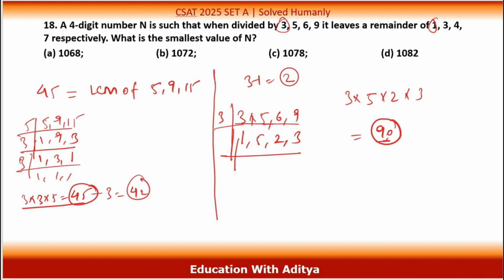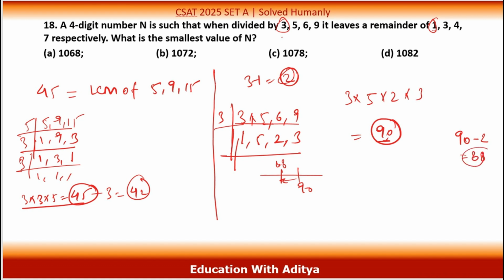And now the LCM is 2 steps ahead, so here will be 90, here will be 88. Why 2 steps back? 90 minus 2. Why 2 steps back? Because the difference between the divisor and the remainder is only 2. So 90 minus 2 will be 88.